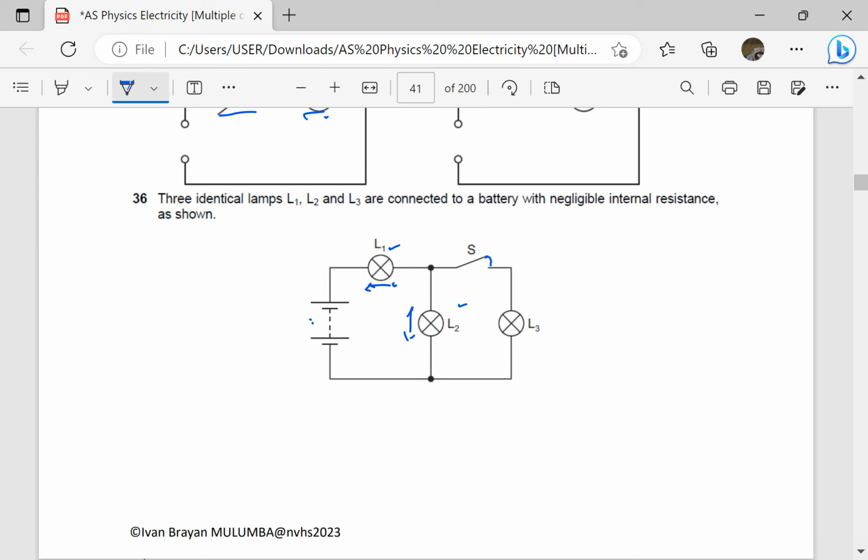When S is closed, the total resistance here is going to decrease, because L2 and L3 are in parallel. This reduces the resistance. In fact, the resistance of the parallel combination is going to be smaller, which means the total resistance is actually smaller. But remember, the PD across L2 is the same as the PD across L3. Since the resistance of the parallel combination is smaller, the PD across L2 and L3 is also going to be smaller. What does that mean? L2 will therefore be dimmer than it was before because the PD across it is now less.